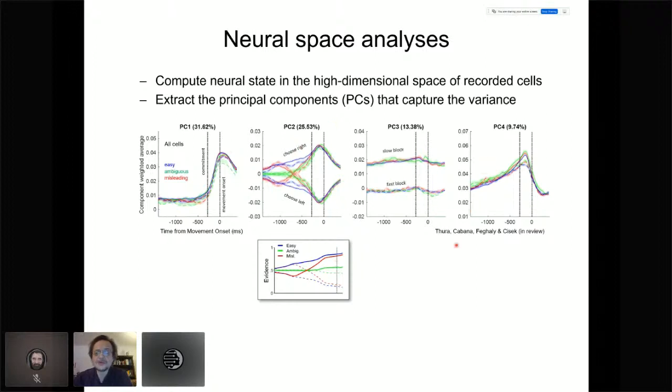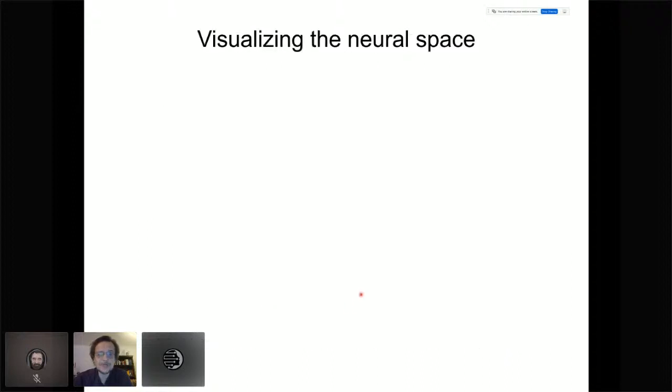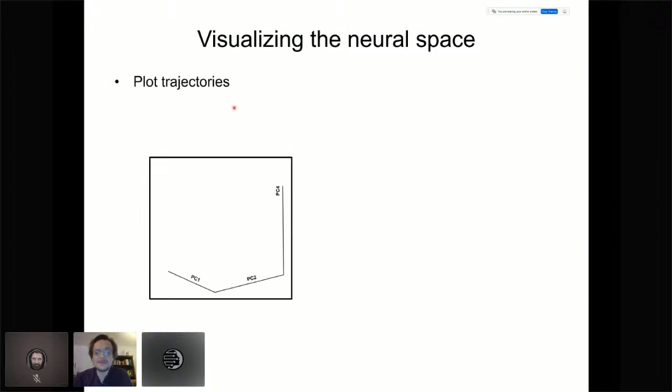The third and fourth components together look like the baseline, the block-dependent shift, as well as the time-dependent rise of the urgency signal. So effectively, PCA gives us the four top components that reflect the key elements of the urgency gating model: commitment, evidence, and the baseline and slope of the urgency signal. And we can visualize now how activity evolves over time by plotting trajectories in these components. I'm going to skip component three because it's just flat anyway. I'm just going to plot you the stuff from the slow block.